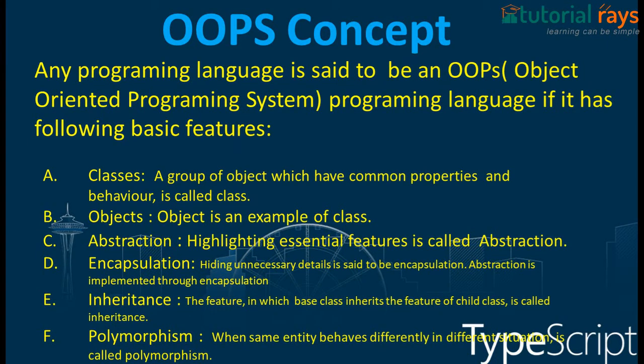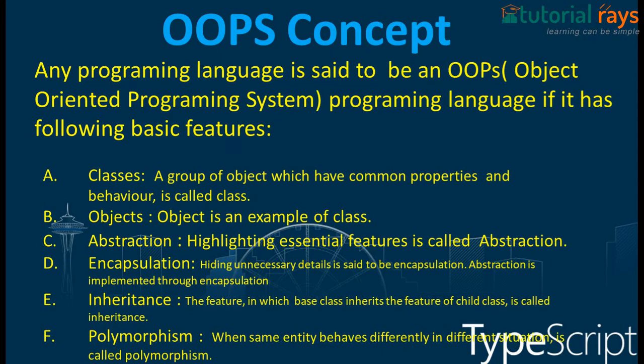First is classes. So what is a class? A group of objects which have common properties and behavior is called a class. Second one is objects. So what is an object? An object is an example of a class. This class and object we will discuss in later parts of this video in detail.